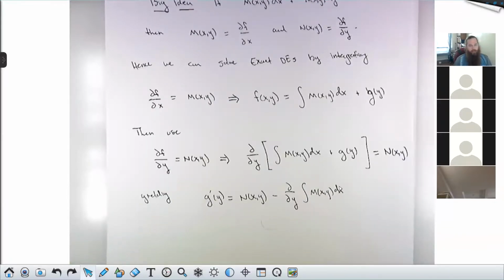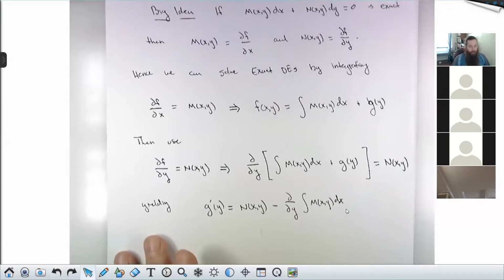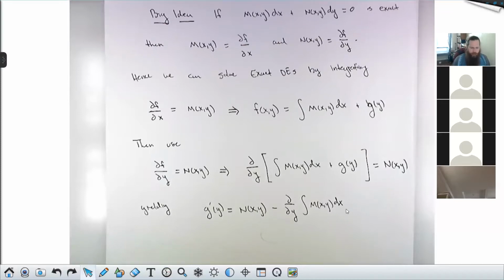And that's it. You had a function that you suspected was f. The only thing you needed to do is identify this guy. And then the way you identify this guy is by using the other condition, the condition that df dy is n. So since df dy is n, you can take d dy of this, because this is f, and set that equal to n. That lets you solve for g prime. And then you can recover g from that. So it looks messy, it looks complicated, but this is the big idea. And it's one of those things where surprisingly you can kind of follow your nose.